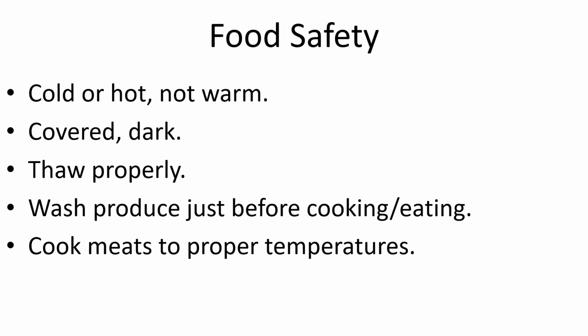warm danger zone between 40 degrees and 140 degrees Fahrenheit. We want to keep our food covered and dark to reduce microbial growth, oxidative rancidity, and moisture loss. We want to thaw frozen foods slowly, never allowing any portion of the food to get above 40 degrees Fahrenheit. We want to wash produce just before consumption, and we want to cook our meats and eggs to the proper temperatures to reduce the likelihood of food poisoning.